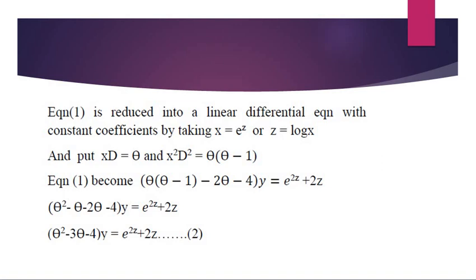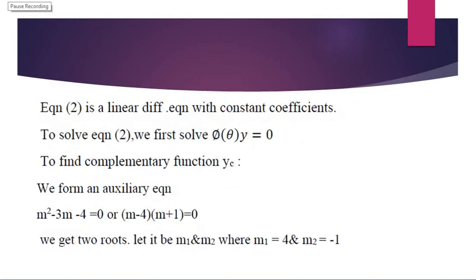is equal to e power 2z plus 2z. After simplifying, we get theta squared minus 3 theta minus 4 into y is equal to e power 2z plus 2z. We take this as equation 2. So now equation 2 is a linear differential equation with constant coefficients.